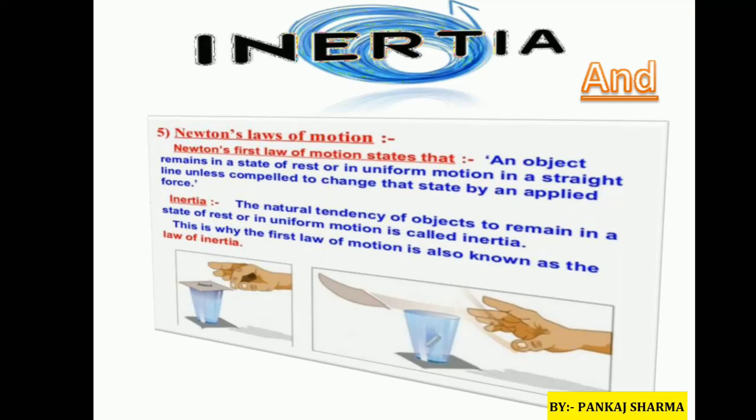The natural tendency of an object to remain in a state of rest or in uniform motion is called inertia. That is why the first law of motion is also known as the law of inertia.